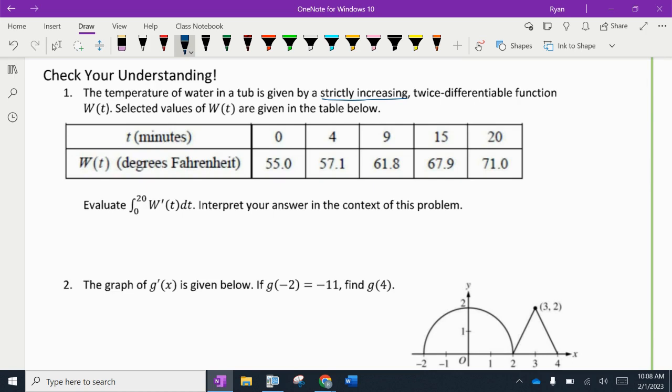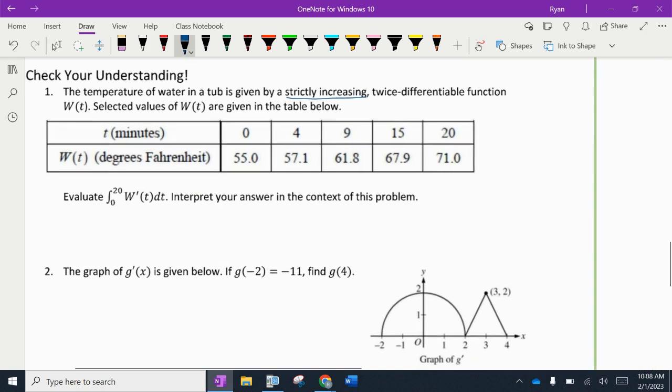Selected values of W of t are given in the table below, and now we're asked to evaluate this. Now, I could graph all this and get a visual of what's going on.